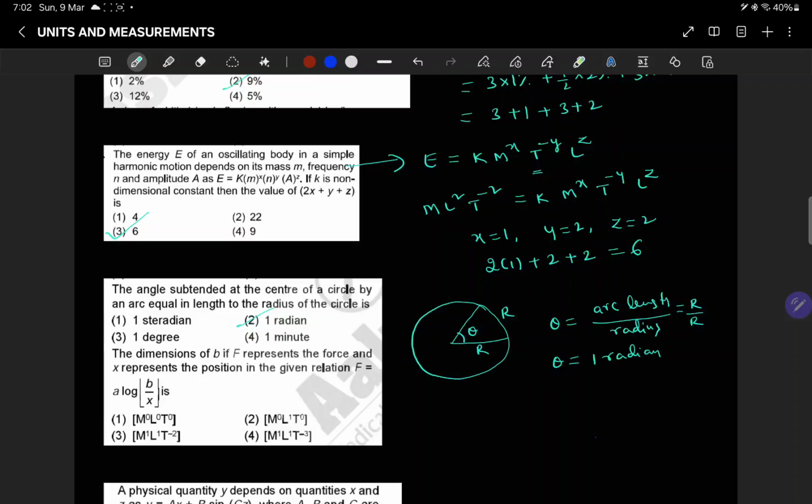Don't confuse, students, 1 degree is also given as an option. No, students. Plane angle is in radians. Degree is wrong, students. Steradian is solid angle. 1 minute is completely wrong. Now the answer here is 1 radian.